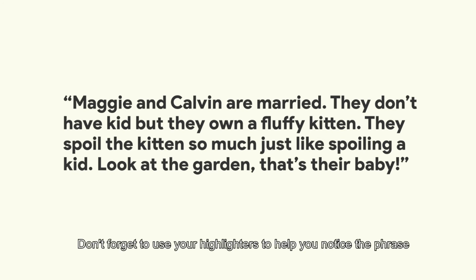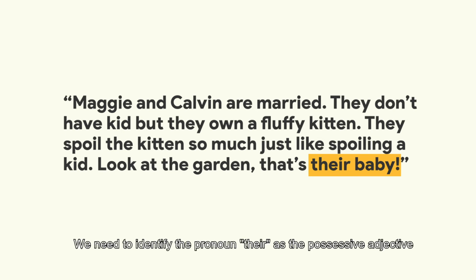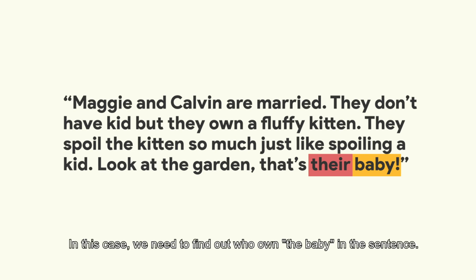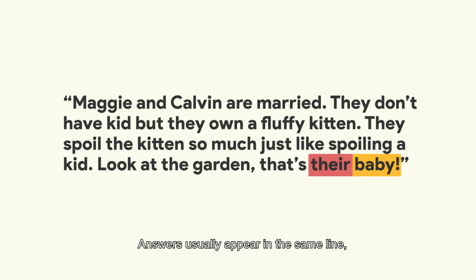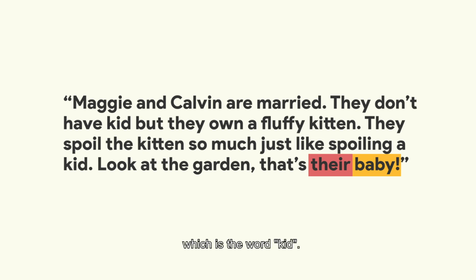Don't forget to use your highlighter to help you notice the phrase, their baby, both in the question and the reading passage. We need to identify the pronoun their as the possessive adjective, which shows who owned the noun. In this case, we need to find out who owned the baby in the sentence. Answers usually appear in the same line, 1 or 2 lines before or after the selected sentence. However, we cannot find the word baby in the passage this time, except that selected sentence. Therefore, we should search for the synonym of baby in the passage, which is the word kid.